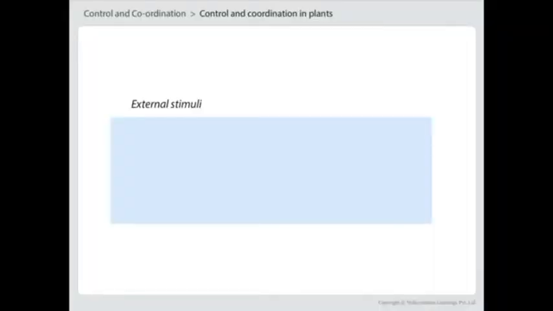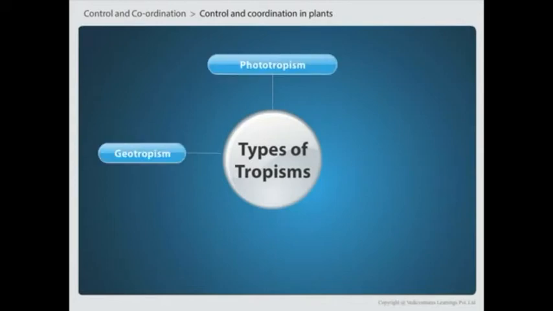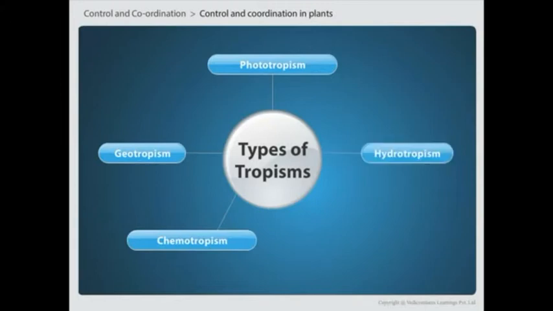There are 5 common stimuli in the environment: light, gravity, chemicals, water, and touch. Based on this, there are 5 types of tropism: phototropism, geotropism, chemotropism, hydrotropism, and thigmotropism.